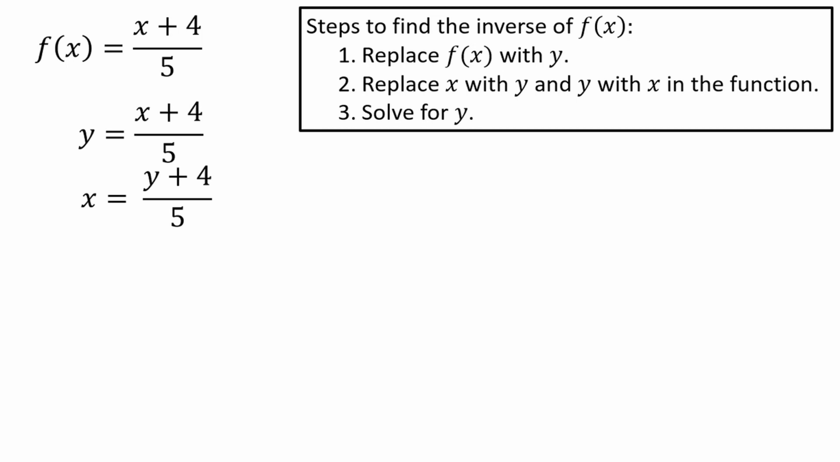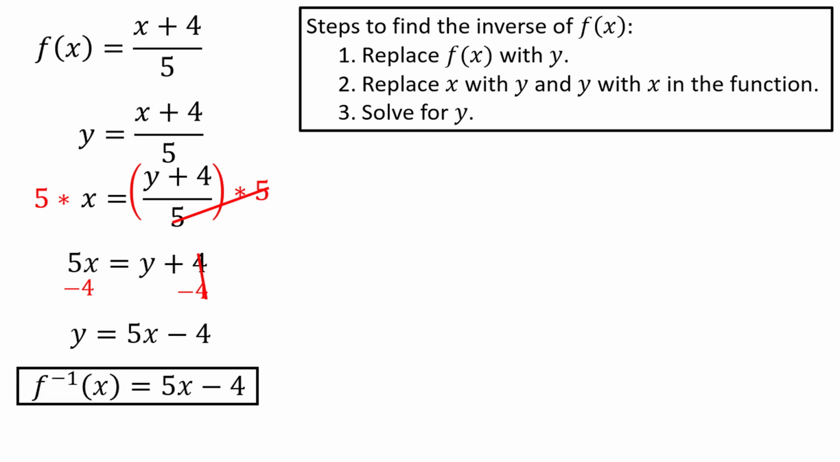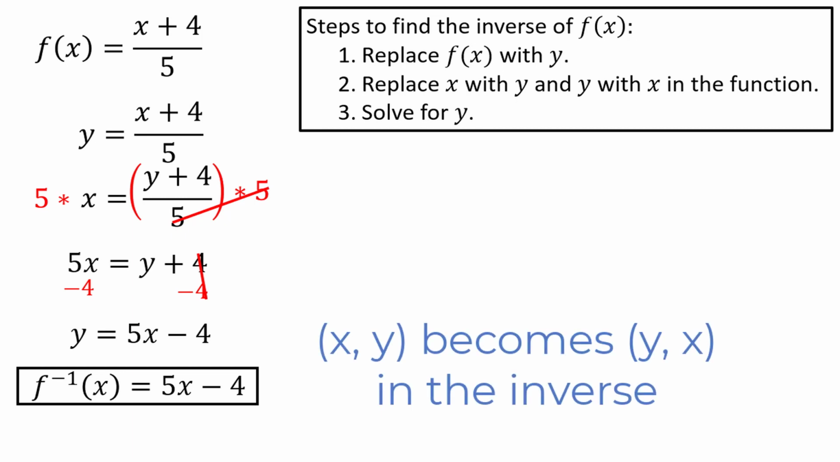Now solve for y. Multiplying both sides by 5, we have 5x is equal to y plus 4. Subtracting 4 from both sides, we have y is equal to 5x minus 4. Next, replace y with f negative 1 of x, so that we have the inverse is equal to 5x minus 4. Any ordered pair (x, y) from f of x will translate into a point (y, x) in f negative 1 of x.